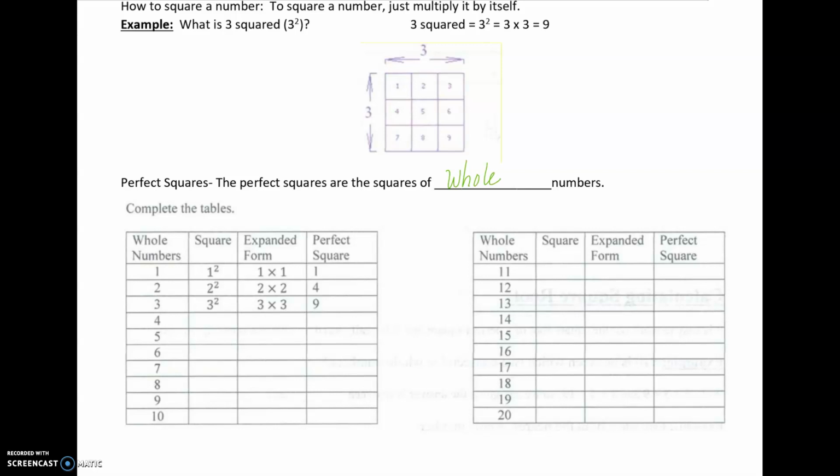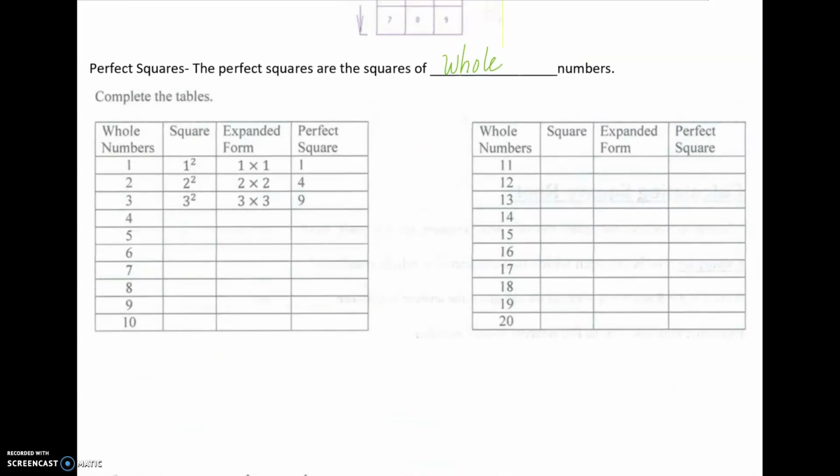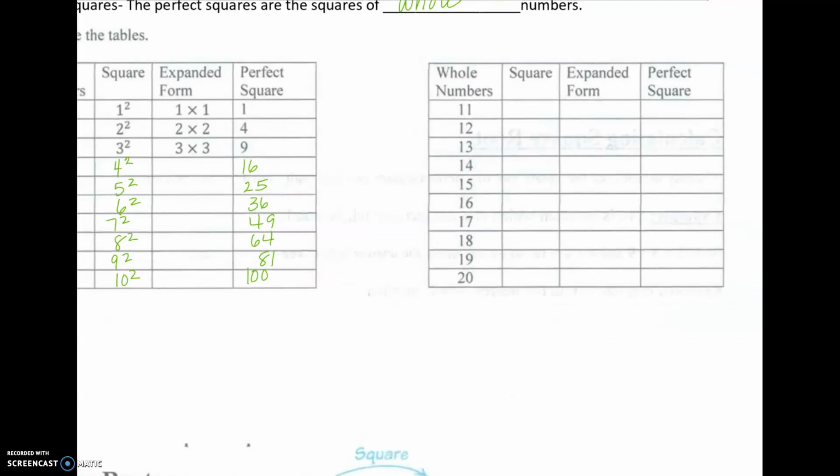I think we've already done perfect squares through 20, but I'm just going to put them back here so you all have them in front of you. And I'm not going to fill the whole chart out. So 4 squared, I'm not going to do it in expanded form, is 16. 5 squared is 25. 6 squared is 36. 7 squared is 49. 8 squared equals 64, 9 squared equals 81, 10 squared equals 100. That's the first 10. Let's do 11 through 20.